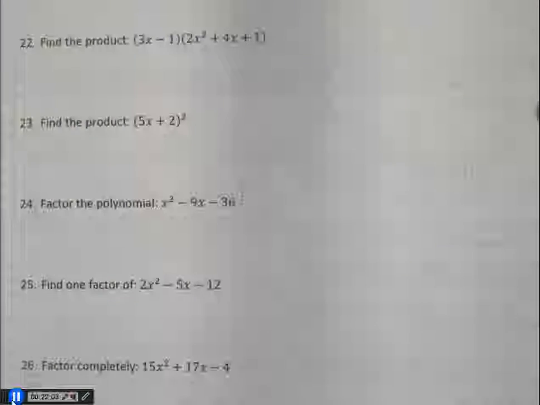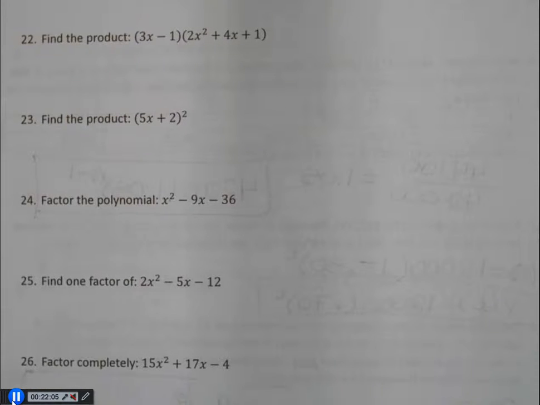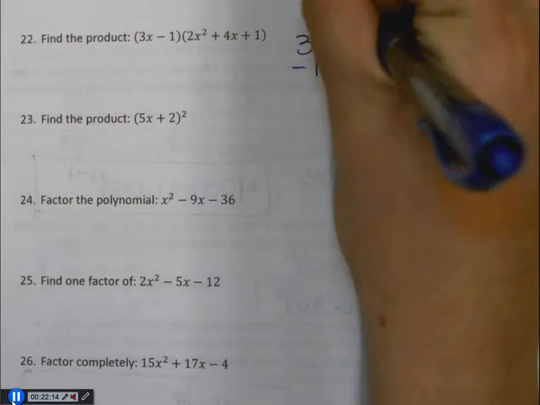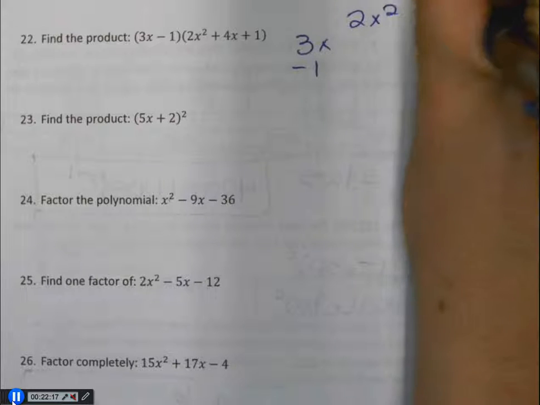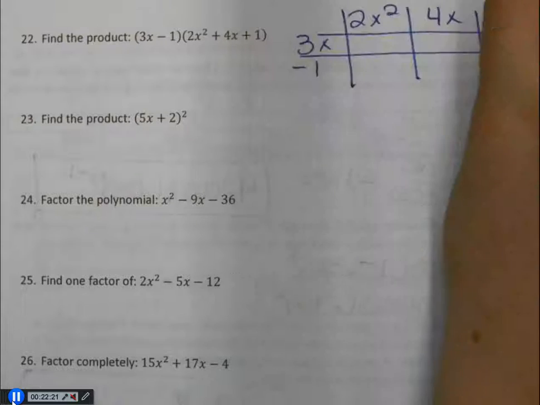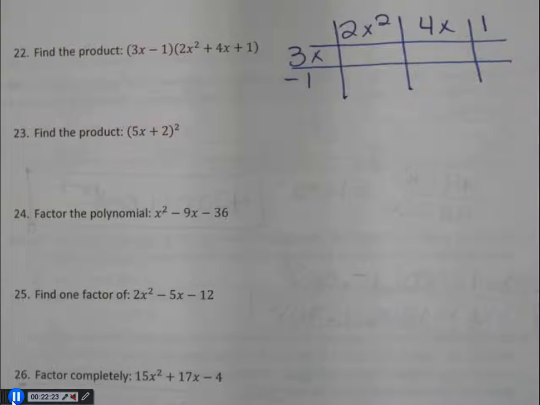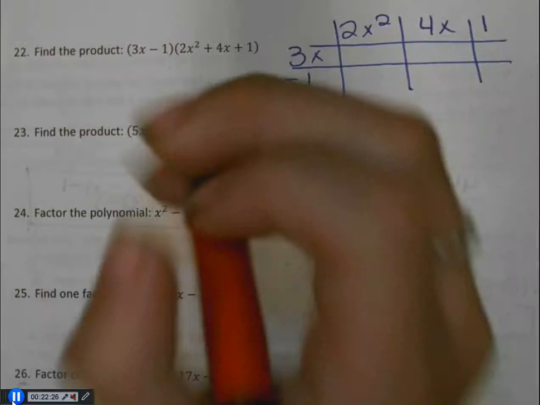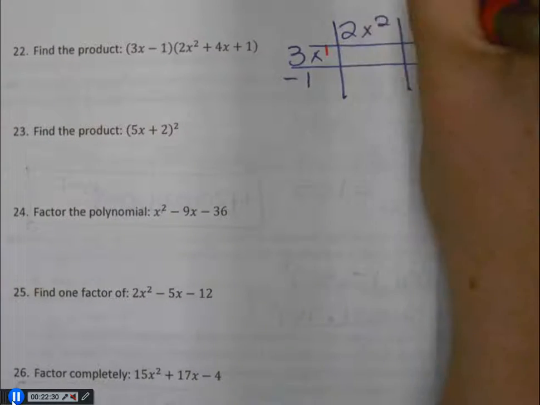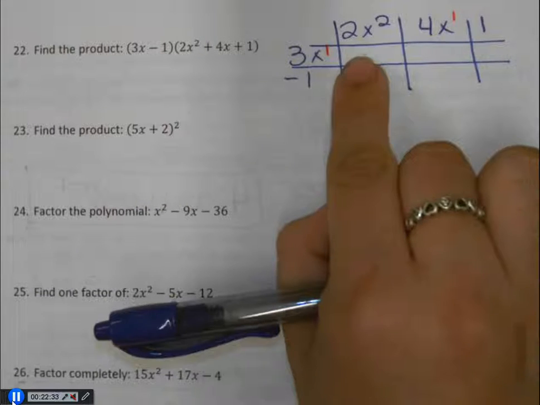Okay. Number 22 wants me to find the product. I can use distributive or box method here because of the 3 terms. I'm going to go ahead and use box method. Okay. For this one, I multiply my big numbers and I add my exponents. This x has a secret 1. Oh, so does this x. So then, what's 3x times 2x squared?